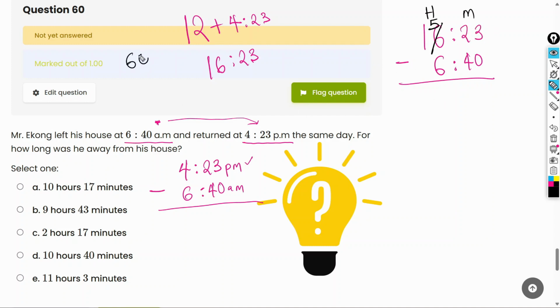So 60 plus 23, 0 plus 3 is 3, 6 plus 2 is 8. So this becomes 83. Now we can conveniently subtract. 3 minus 0 is 3. 8 minus 4 is 4. Then 5 minus 6 wouldn't work, so we include this 1, and it becomes 15 minus 6, which is 9. So this is 9 hours and 43 minutes.